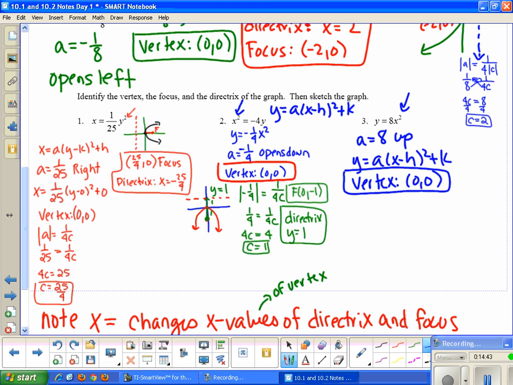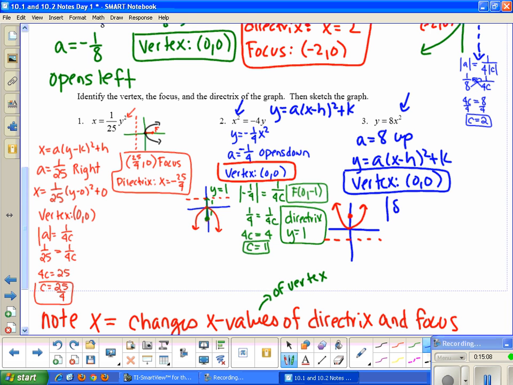So if I draw a little sketch for myself for this graph, I know that it's going to open upwards. So it's going to look something like this. My focus would have to be here, and my directrix would have to be somewhere down there. So then for this, if I know what my A value is, I can figure out the distance from my vertex to the focus and the vertex to directrix.